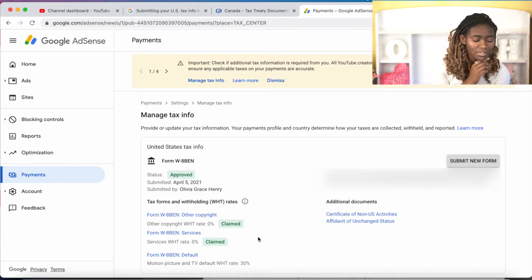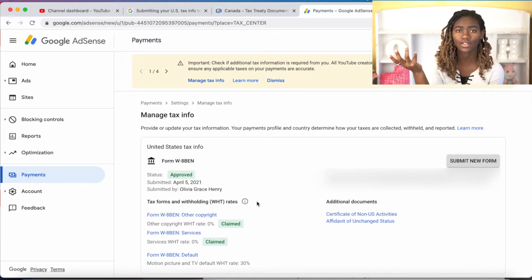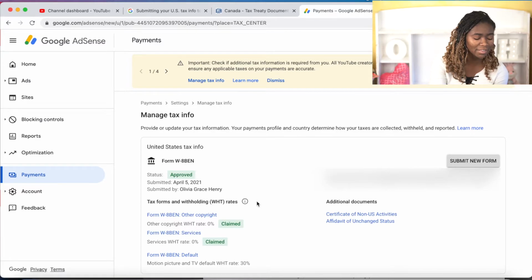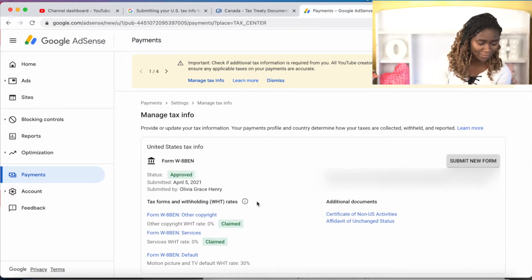Wait! So this says that for AdSense and whatever else I checked off, I have claimed 0%. But for motion picture, I thought it would just leave it alone, but it says that the rate is a 30% withholding. So if I ever do that in the future, it's going to withhold 30%. Hold the phone. I'm just going to see what it says if I click submit new form.